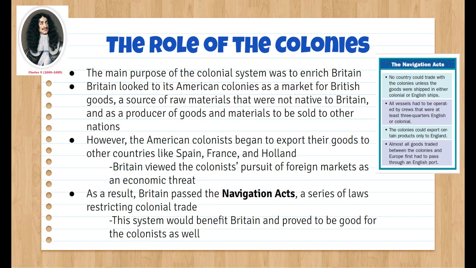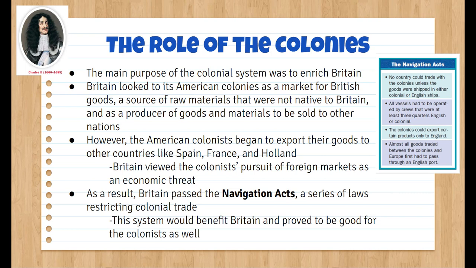However, the American colonists began to export their goods to other countries like Spain, France, and Holland. Britain viewed the colonists' pursuit of foreign markets as an economic threat, so they didn't want them sharing their resources or trade with other people. They wanted them to be exclusive to them. As a result, Britain passed the Navigation Acts, a series of laws restricting colonial trade. This system would benefit Britain, but it also did prove to be good for the colonists as well.